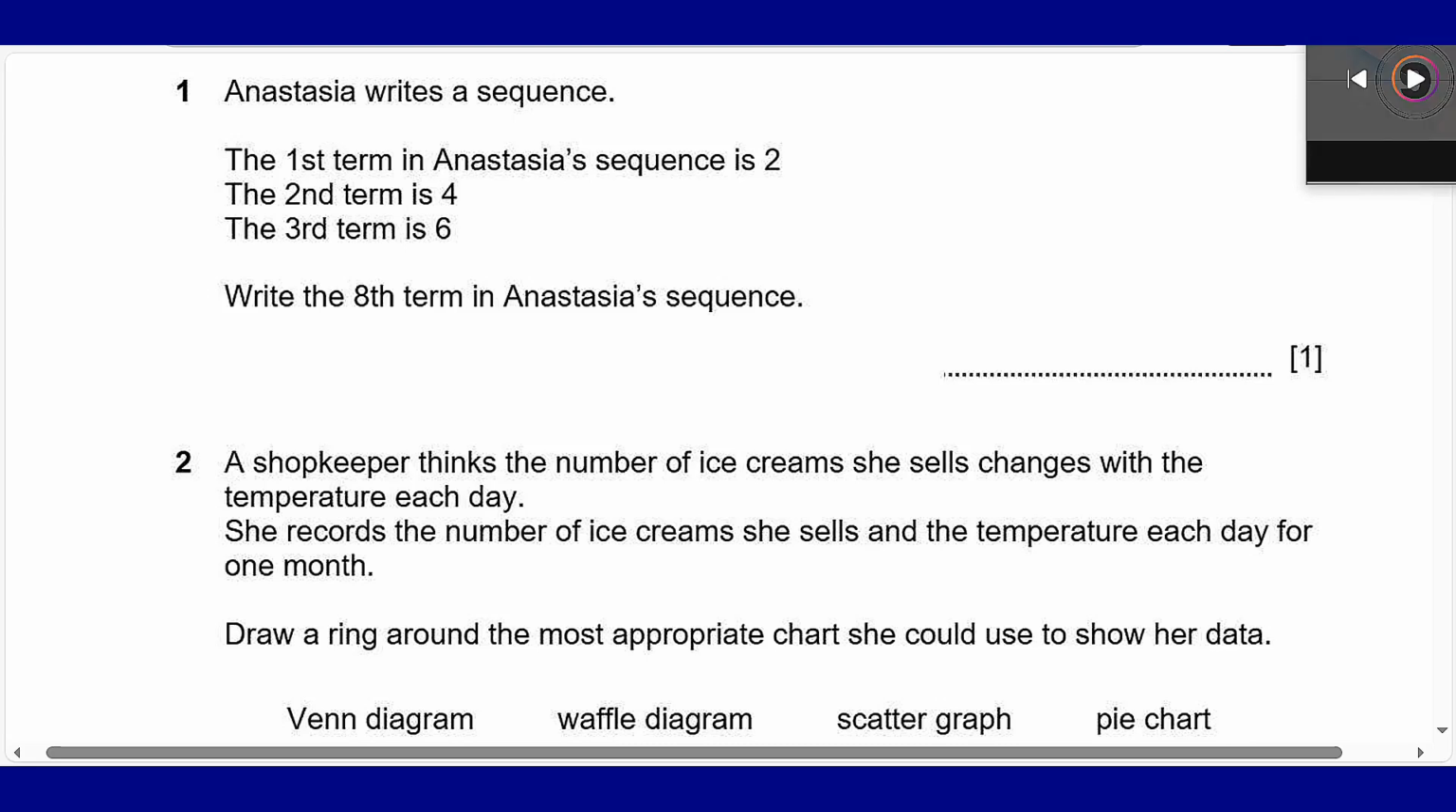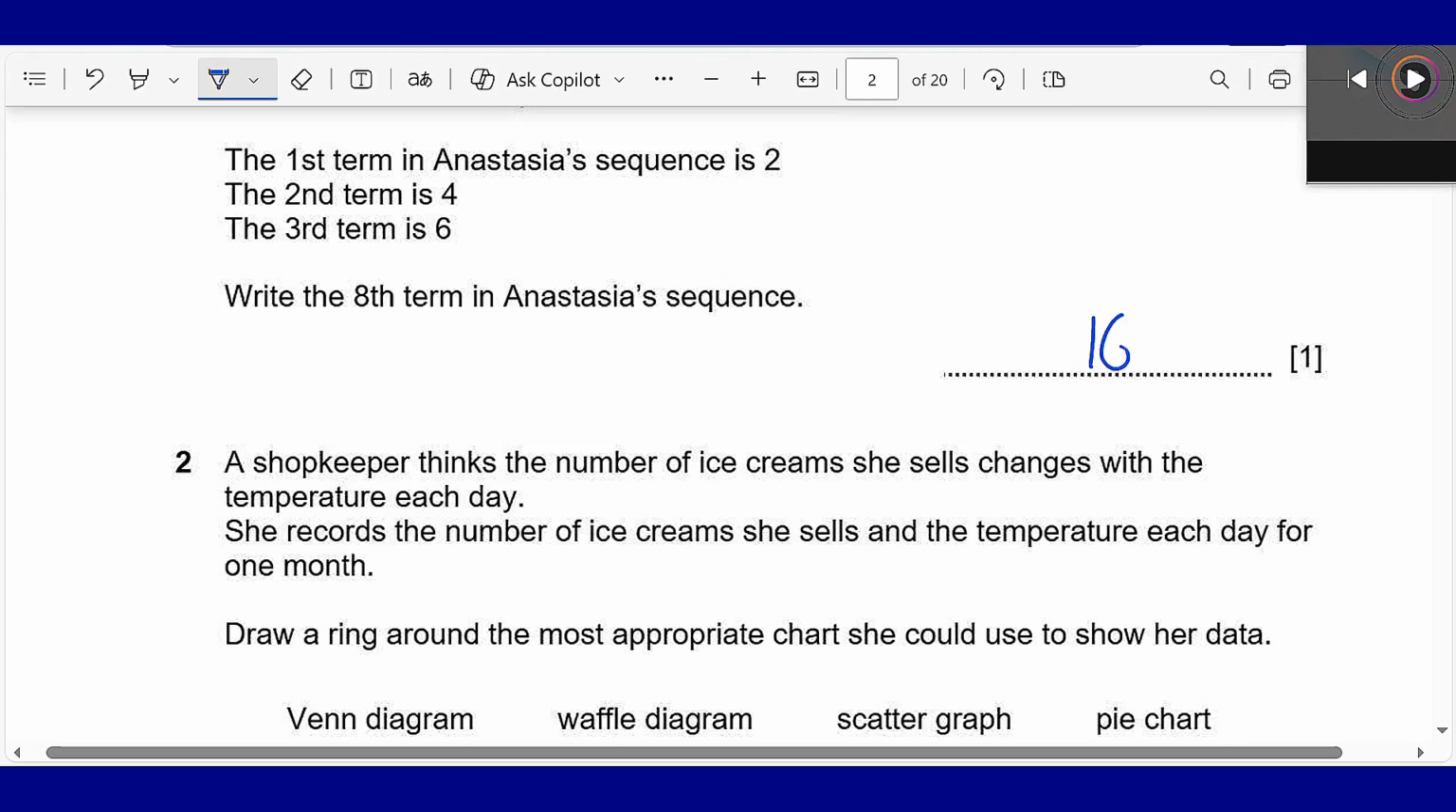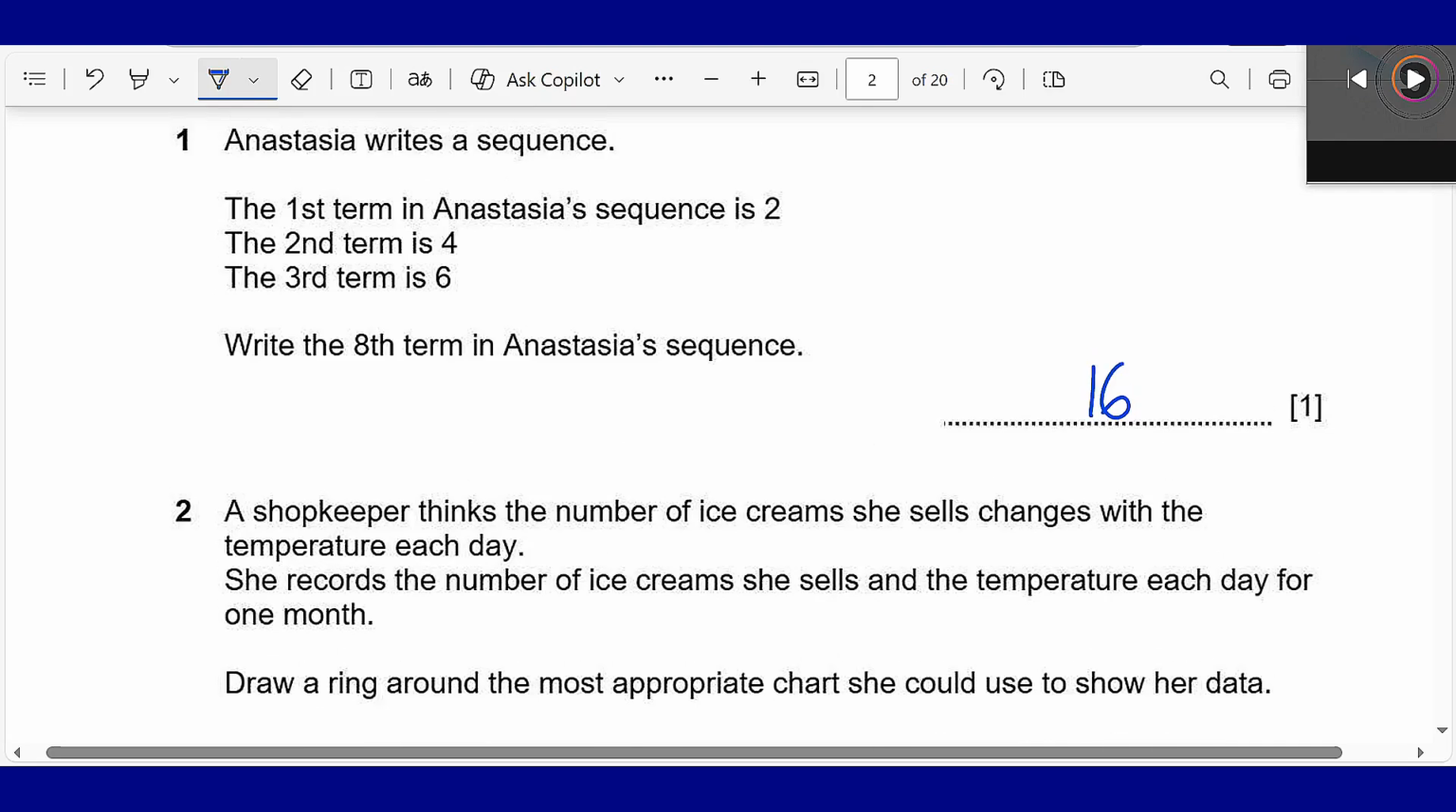Okay, let's check out the answer, guys. So it's 16. Alright, so how do we get that answer? So this is the explanation. If you already understand, you may skip this explanation and go to the second question.